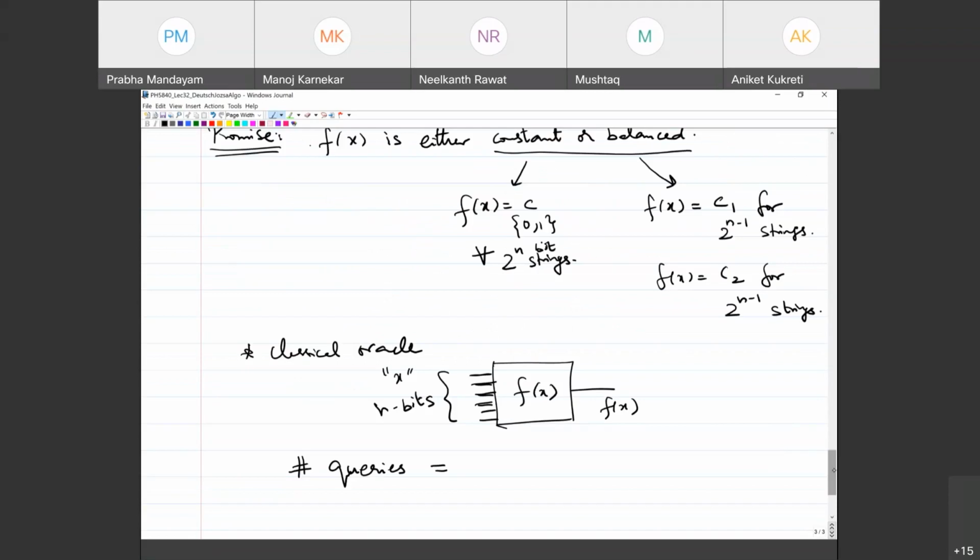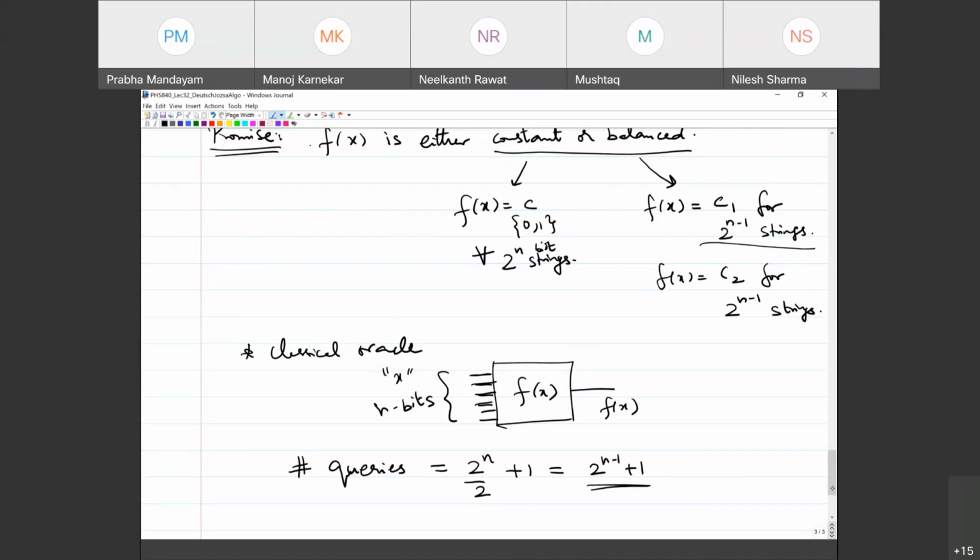Is it 2 to the n? 2 to the n minus 1 plus 1. Okay, that's 2 to the n by 2 plus 1, right? Because I have to query at least half the strings. Now, even if this entire set of 2 to the n minus 1 strings gave me the same output, I still cannot conclude that it is constant because I could have queried exactly this set of 2 to the n minus 1 strings. So I need the extra query before I can decide whether it is constant or balanced, right?